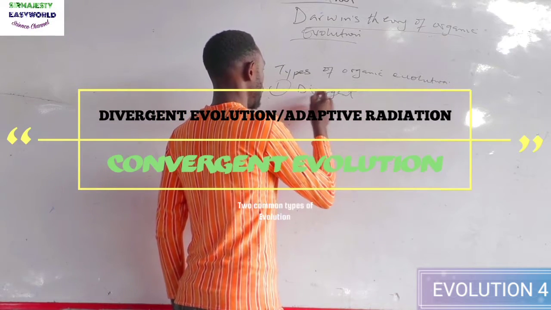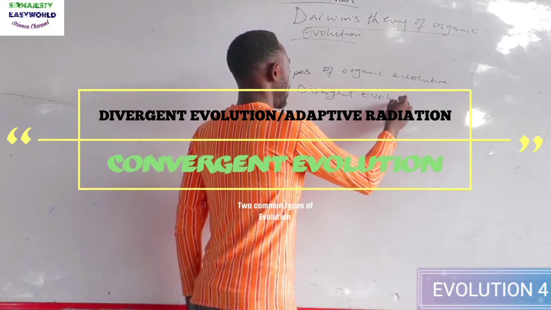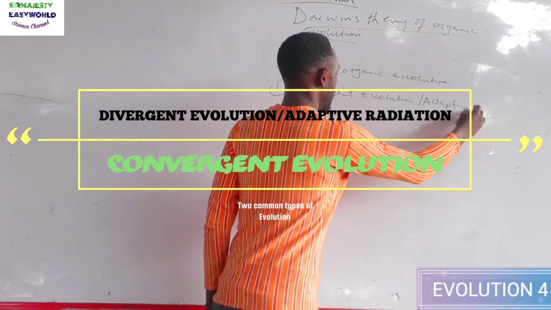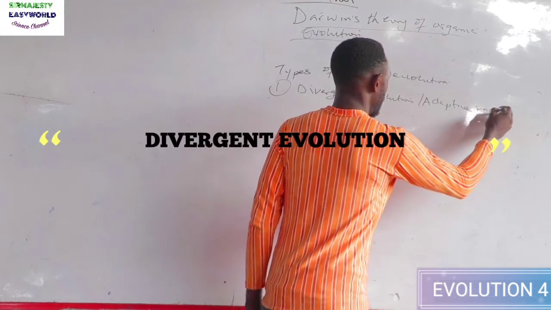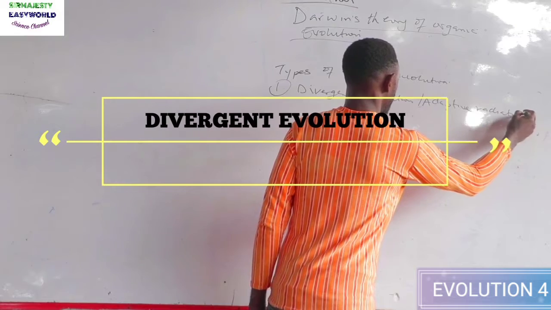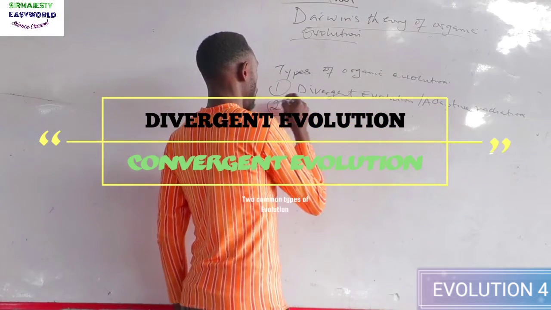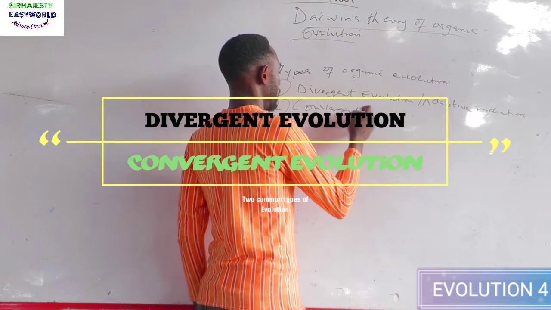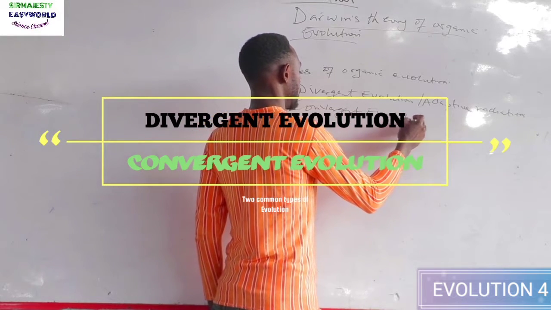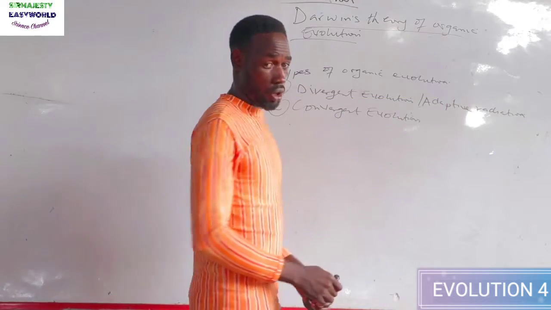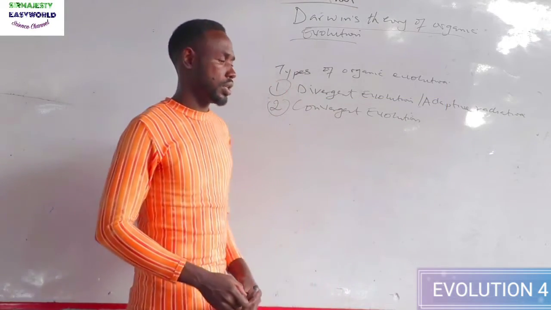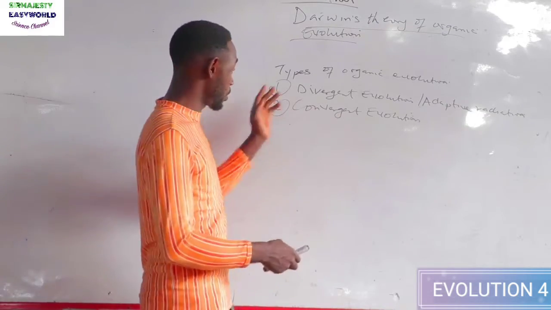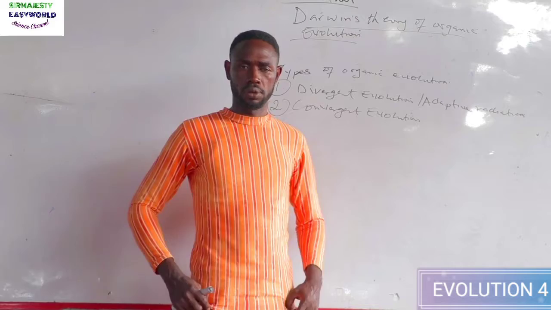Divergent evolution, otherwise known as adaptive radiation. Then the second one is convergent evolution. Some might also discuss others like parallel evolution and also co-evolution. I'll also give you other forms, but I want to discuss these two common types of evolution.